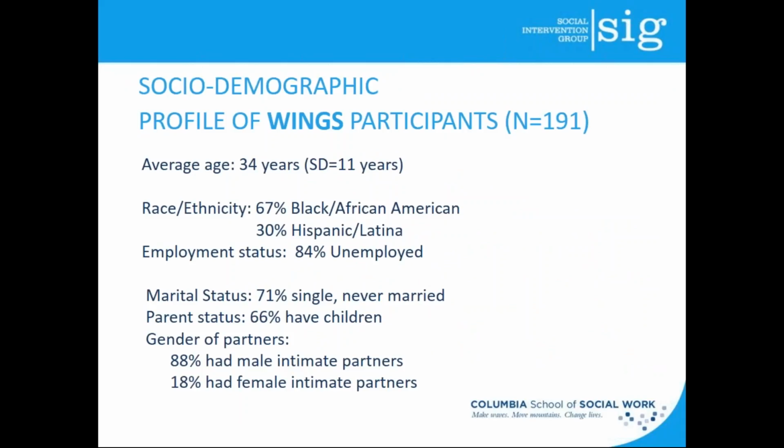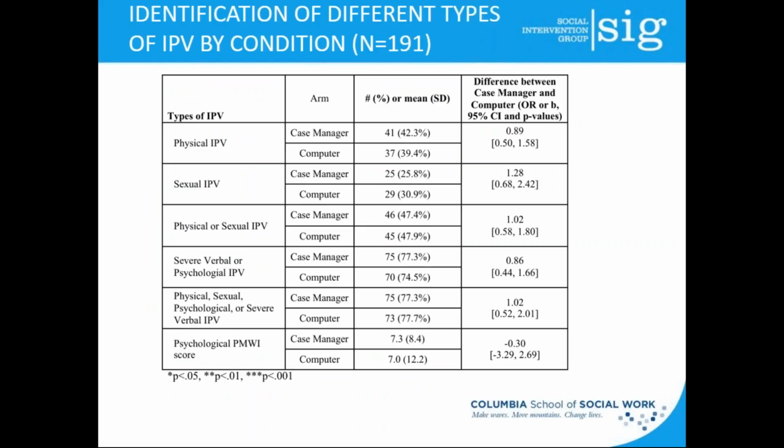So just to go over the findings from the trial, the average age was 34 years, and almost all of them were either Black or African American or Latina. 84% were unemployed. 71% were single, never married, but this is important to remember, 2/3 of them had children. And I also want to say that 88% reported having male intimate partners, and 18% had reported female intimate partners. About 12% reported having both male and female partners.